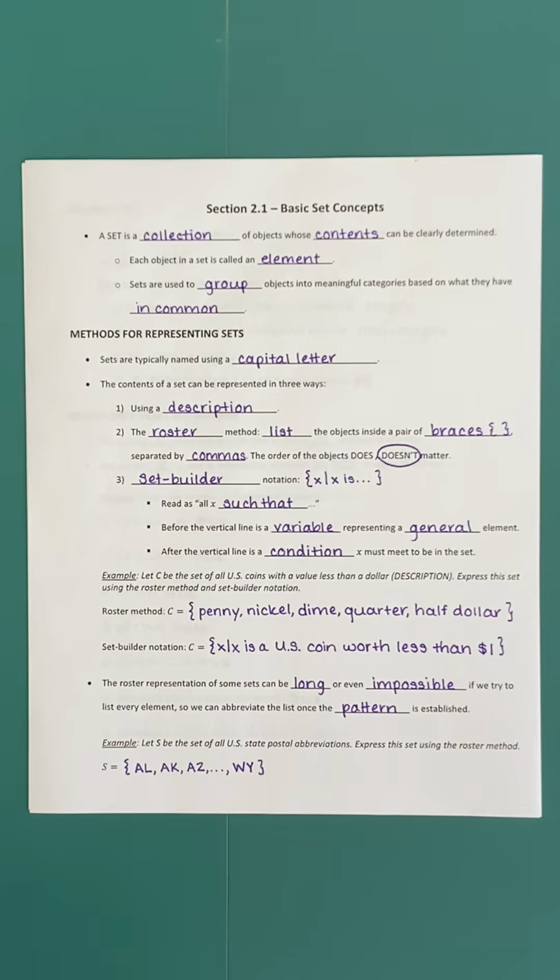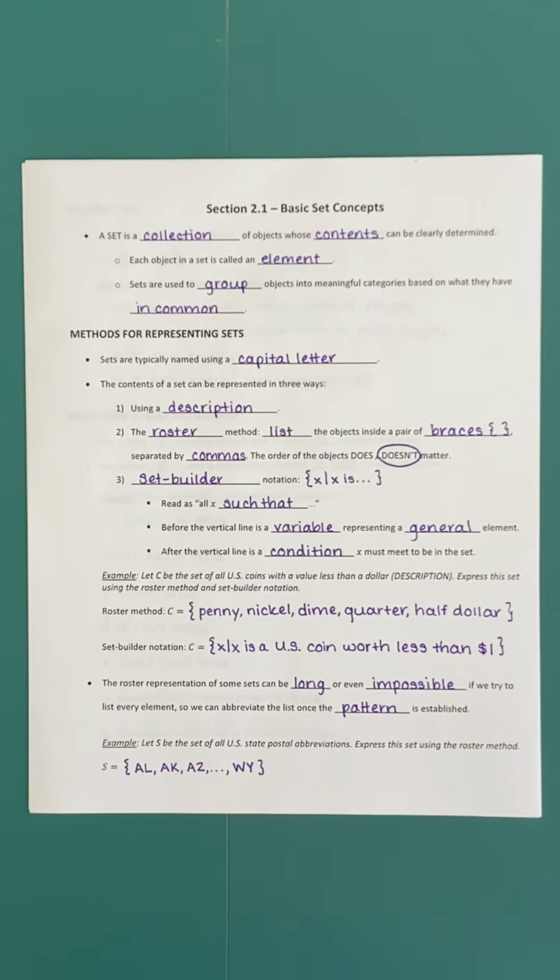So we decided this set does terminate. There's 50 items in the set. Again, we could make the actual list, but we're using this abbreviation technique. But we do know that this particular set ends somewhere. In this case, the last state alphabetically is the state Wyoming.